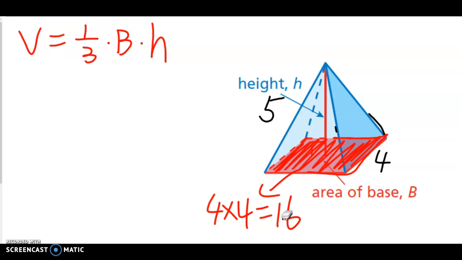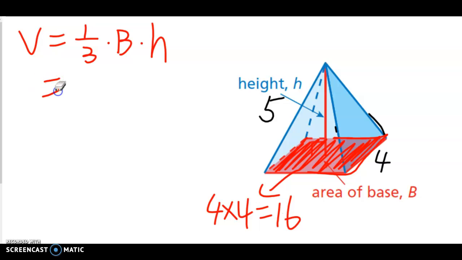Okay, so there are a lot of questions where they just tell you the side, they won't tell you the base area. You have to figure out the base area on your own. So you should link it with the area formulas we learned before.